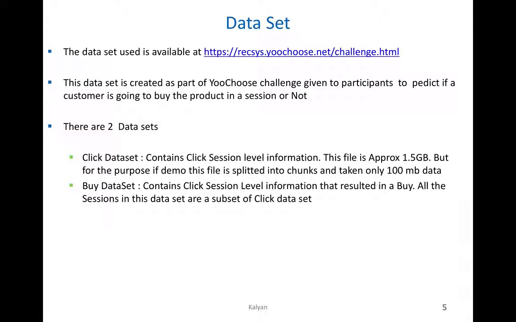The other is the buy data set. The buy data set is nothing but a subset of it. It has the session IDs from a subset of the click data set. So it has only the session IDs where the customer bought a product. It has the session ID, the product ID, the timestamp associated with it, and the quantity of the products he bought.